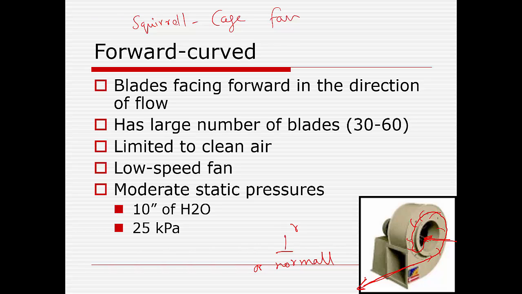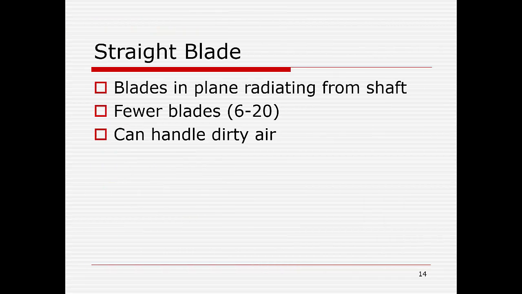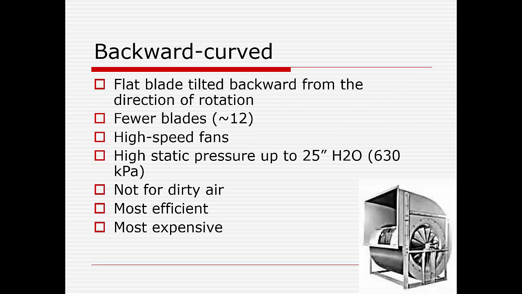Okay, so there are different types. One is the forward curved blades, and they have a large number of blades, and they are limited to clean air. If it is dirty air, the dirt is going to accumulate on the forward facing blades. It produces a static pressure of around 10 inches of water. The straight blade, because it's a straight blade, can handle dirty air. It has fewer blades. The backward curve is also not for dirty air because it can accumulate, and it has fewer blades, and it gives much higher than 25 inches of static pressure.